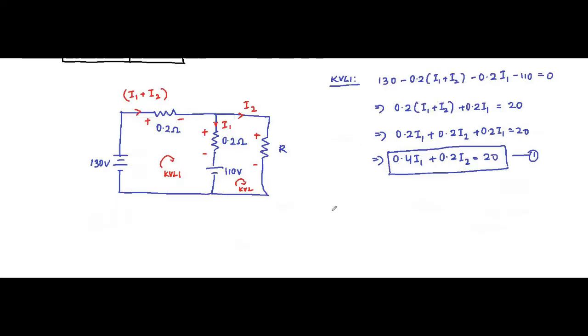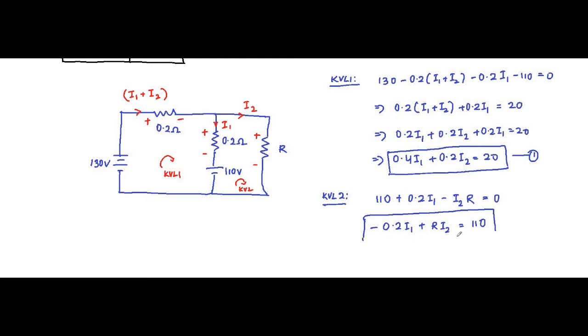Then the KVL equation for loop 2, the right hand side loop. It is 110 plus 0.2 I1 minus I2R is equal to 0. Let's write it in a different way: minus 0.2 I1 plus R I2 equals 110. This is the KVL equation 2.